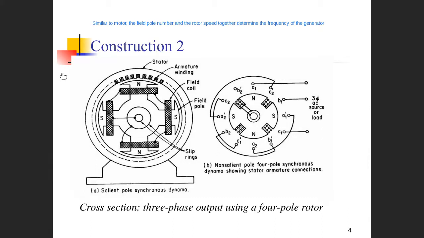So the magnetic field generated here will start from the north pole and end at the south pole. The rotor's magnetic field is a constant value that starts from the north pole and ends at the south pole. Okay, this is the magnetic field generated.